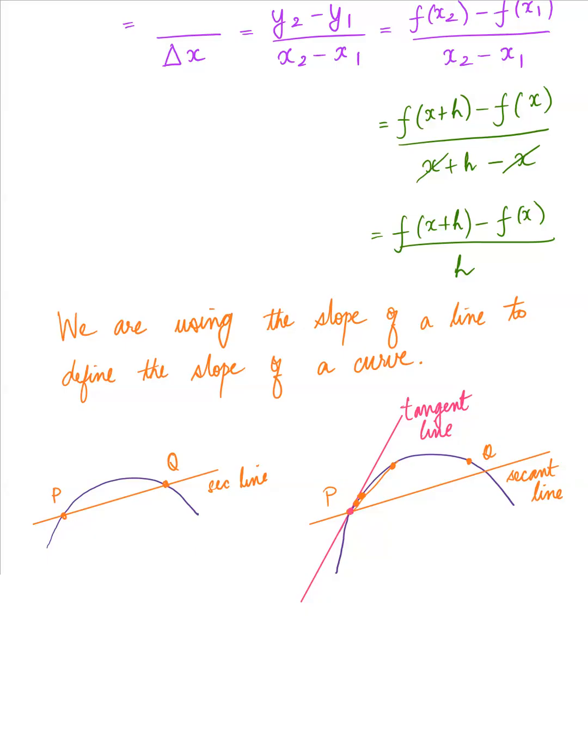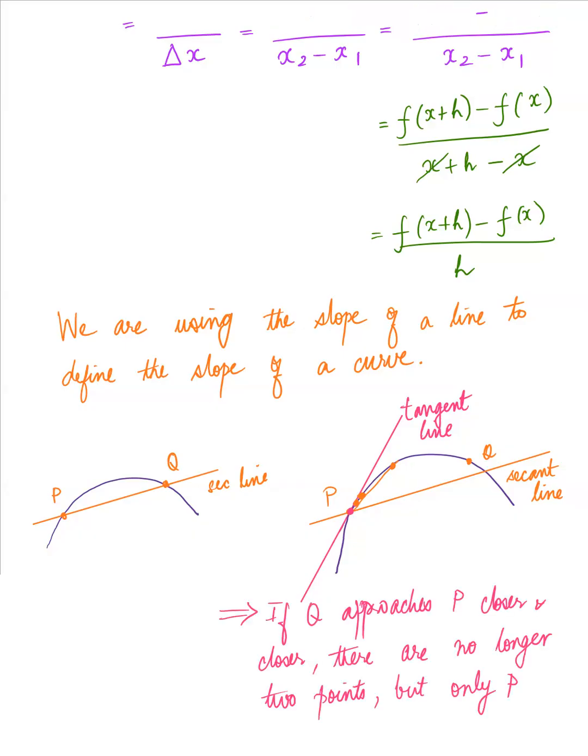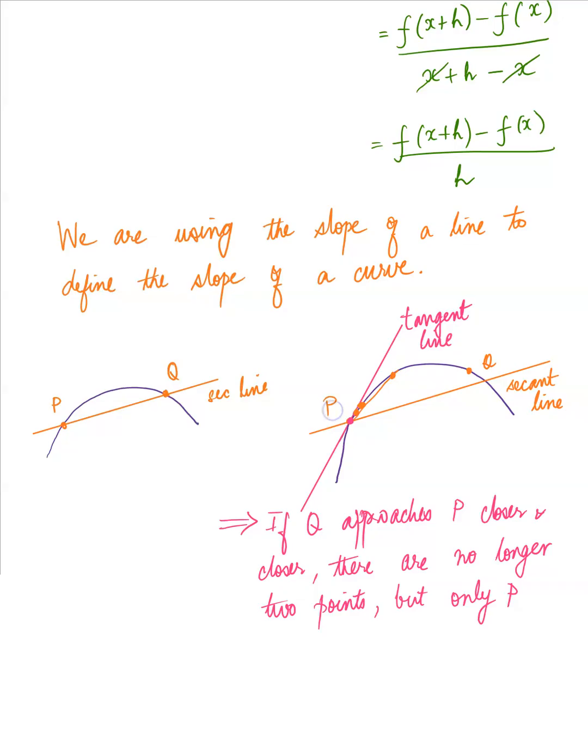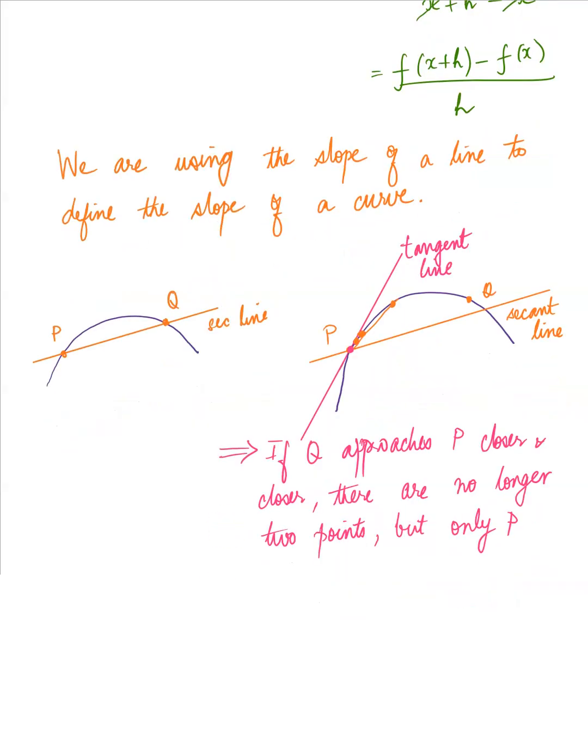So then the whole idea is there's no longer two distinguishable points P and Q. Rather, the Q has coincided with the P, that there is only a P. So if Q approaches P closer and closer, there are no longer 2 points but only P. And so your secant line now becomes a tangent line.